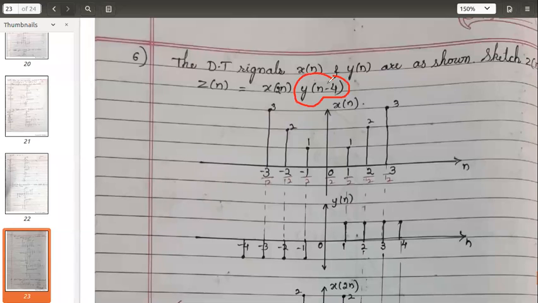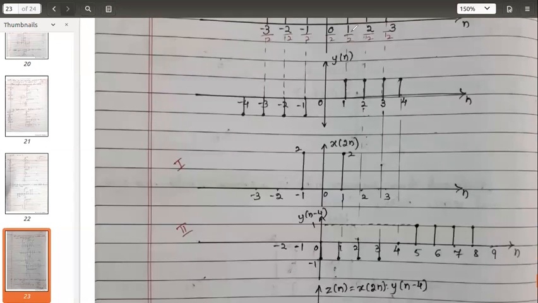Then what do we want? We want one more signal, y of n minus 4. That is, negative is involved. You should shift the signal to the right side by 4 amounts. Negative sign, right shift. So let's do that. This is your given y of n. I think we have already done this, but let's see. Minus 4 to plus 4 is the range. You should shift the signal to the right side by 4 amounts.